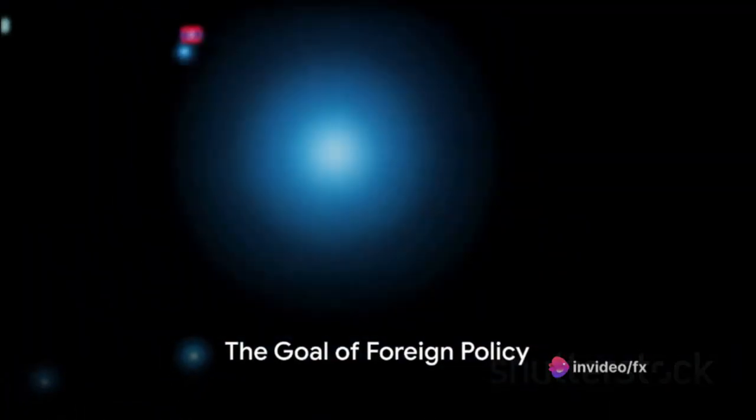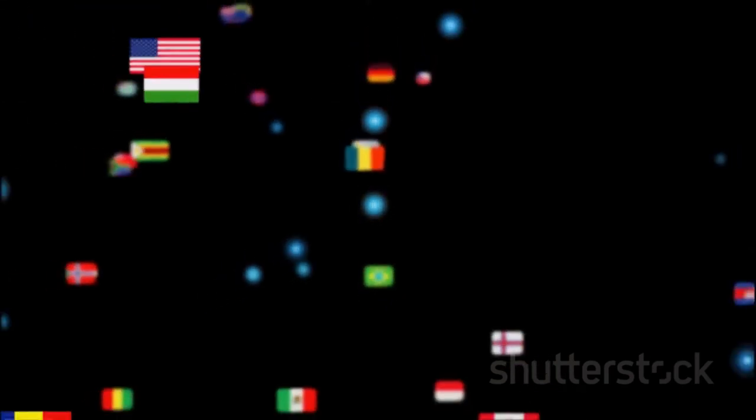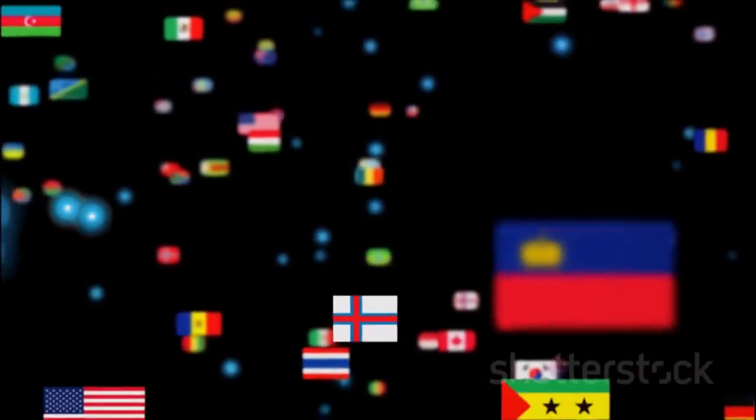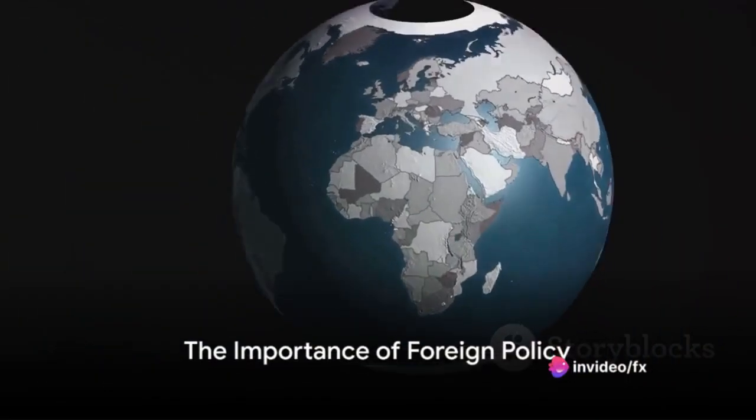Factors influencing foreign policy. The ultimate goal of foreign policy? The pursuit of national interest. It is a nation's compass, guiding its decisions and actions in the international arena. The goal of foreign policy.